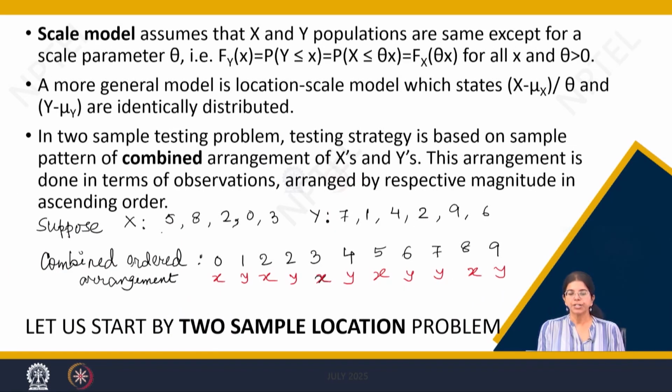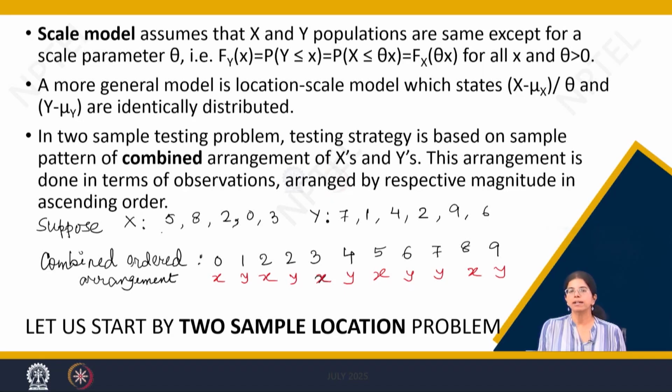The scale model assumes that X and Y populations are the same except for a scale parameter. Fy(x), which is equal to probability Y less than or equal to small x, is equal to probability X less than or equal to theta x, and that is equal to Fx(theta x). So, you can see earlier it was x minus theta, now we are multiplying theta into x. So, theta here is a scale parameter.